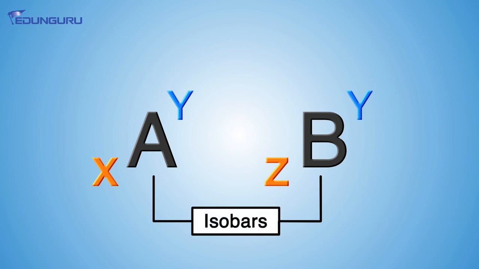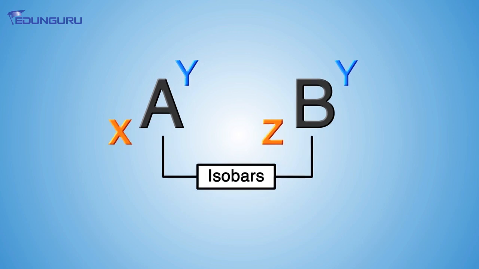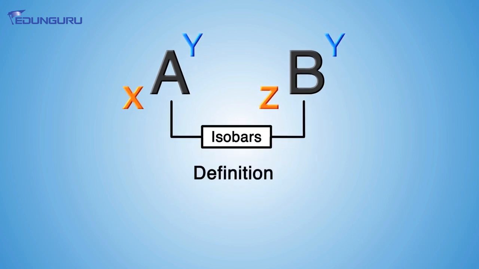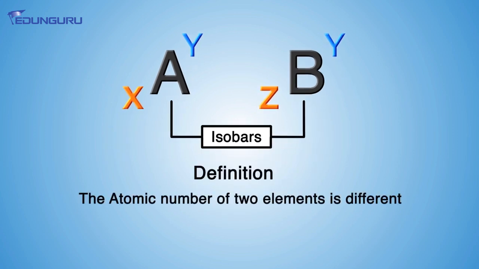So, I can ask you the question, what is the definition of isobar? The definition of isobar will be: the atomic number of two elements is different, the mass number is the same.